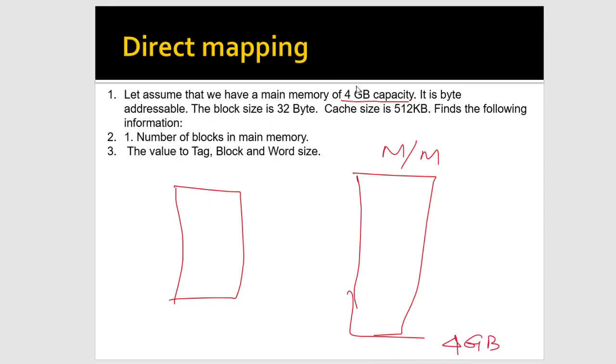It is byte addressable. By default, if the addressing mechanism information is not given, we have to assume that it is byte addressable, and here it is also mentioned as byte addressable. That means each byte has one address, and the size of the block is 32 byte. 32 byte means what? Word 0, word 1, up to 31.